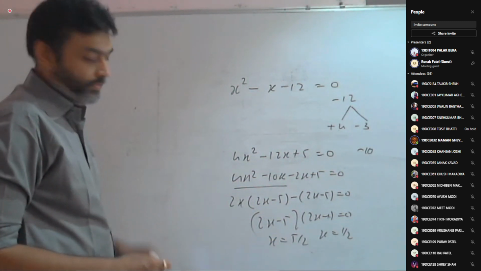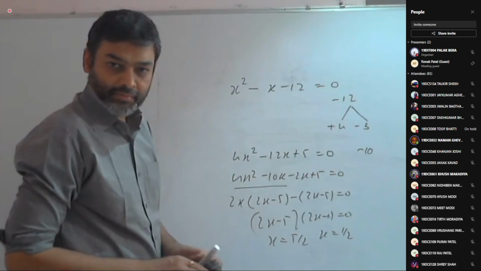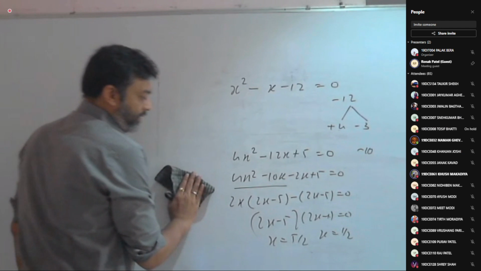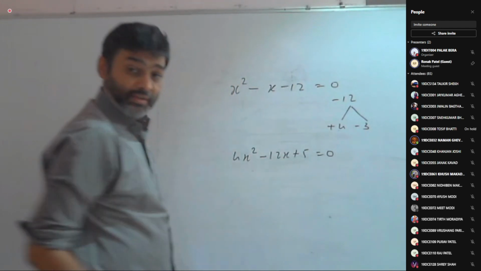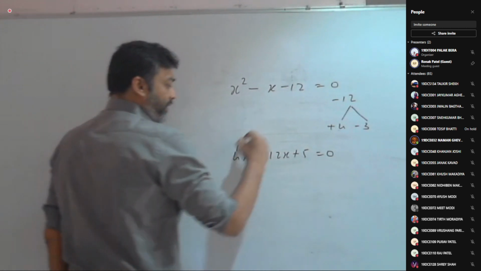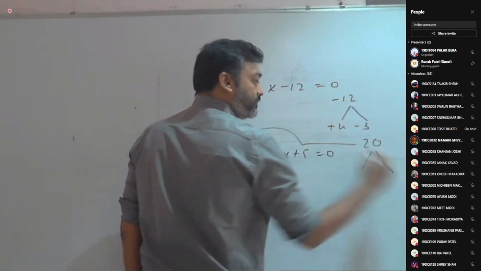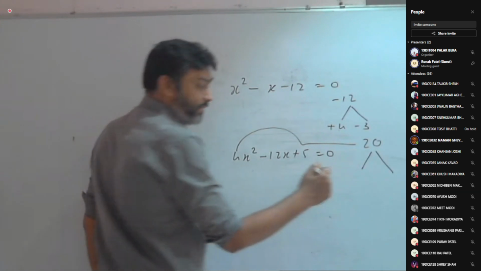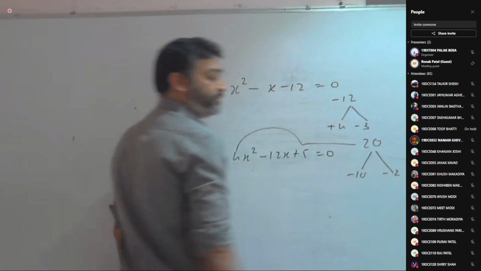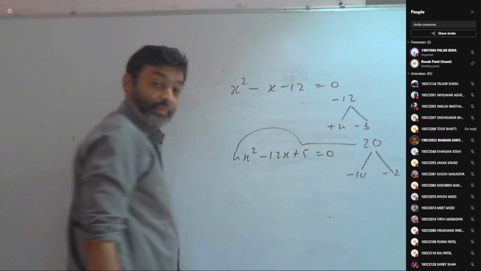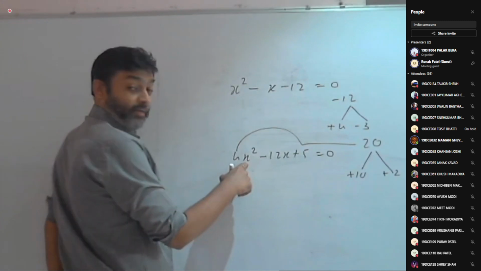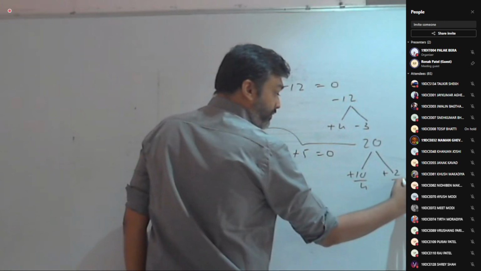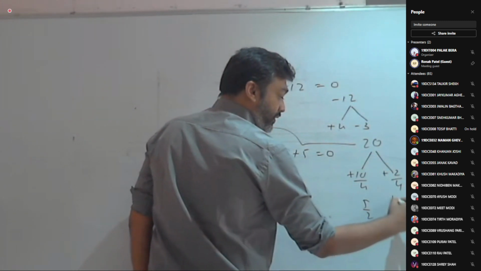Clear? Yes, sir. We can also use the formula to find the roots of a quadratic equation? Yes. Look, I'll give you some more methods. Listen to this carefully. This is a very fast way to do it. 4 5s are 20. We have center sign minus, so both will be minus. Look, minus 10, minus 2. Now what to do? First step, change the sign. Second step, divide by the coefficient of x square. This will be 5 by 2 or 1 by 2. Done.